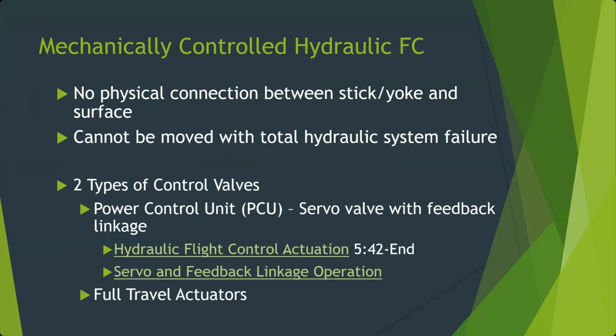And then the third thing I'm going to talk about in this video before taking a break is mechanically controlled hydraulic flight controls. These are the first ones where we no longer have a physical connection between our stick or yoke and the surface. And so we cannot move flight controls with a total hydraulic system failure. To make up for that, all your critical flight controls, anything that's going to control yaw, roll, or pitch, is typically going to have 2 or even 3 actuators attached to it, and those are going to be powered by the different hydraulic systems.